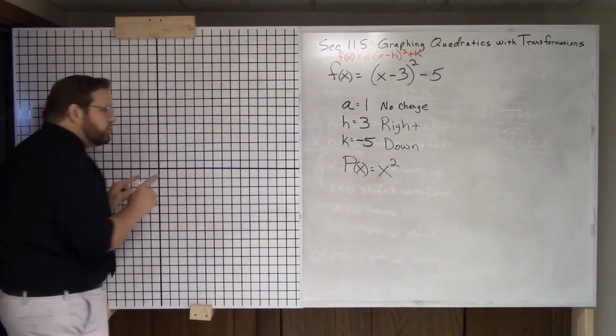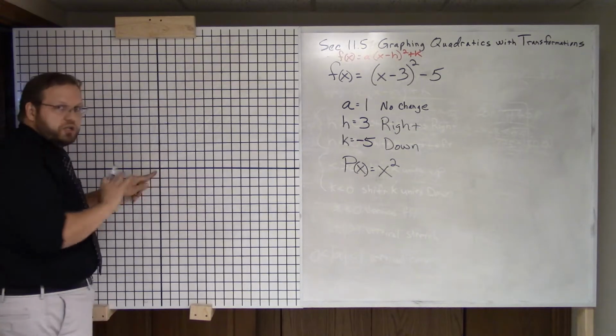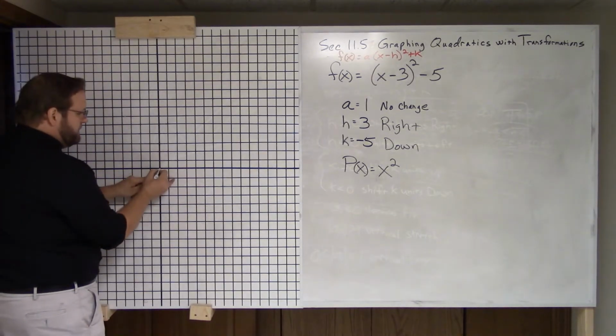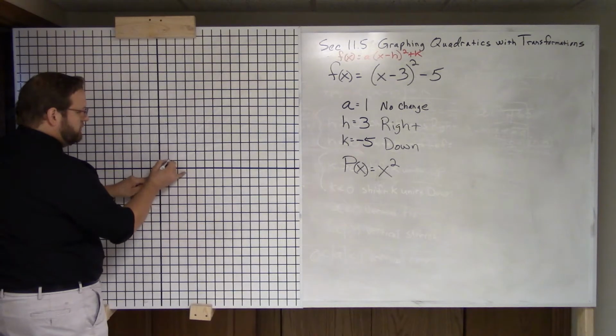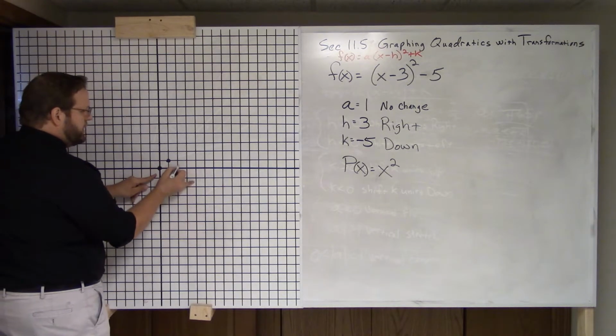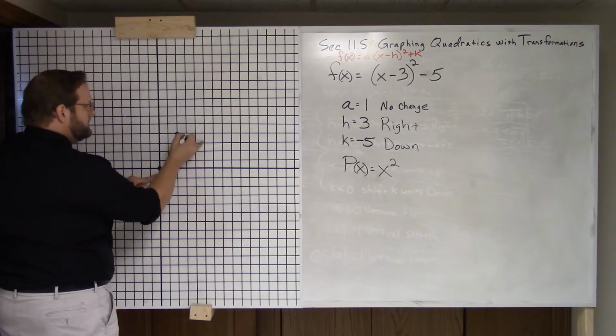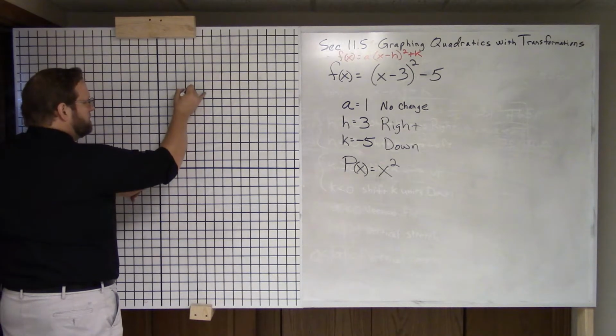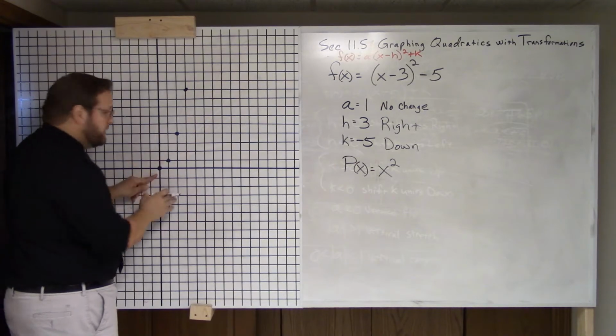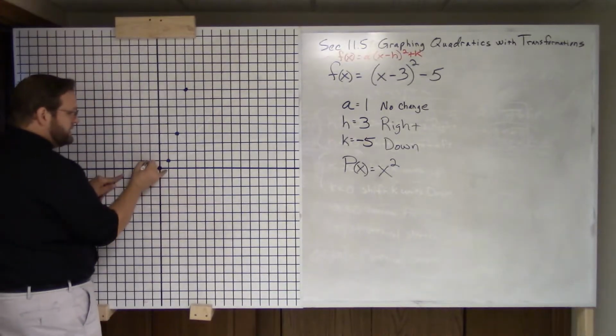So if I were to graph that, x squared, just regular x squared, I have 0 squared is 0, 1 squared is 1, go back, 2 squared is 4, go back, 3 squared is 9. I can do that on the other side. When I square these negatives, I get the same results.